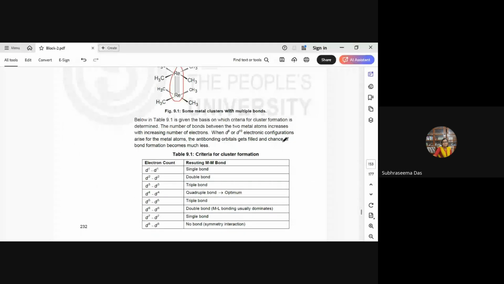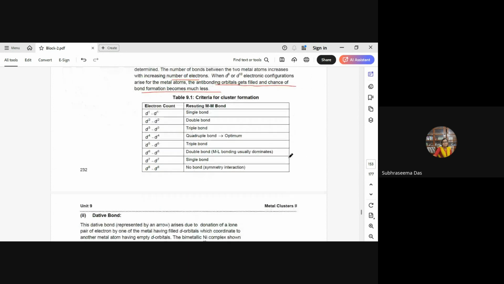In this table, the basis on which the cluster formation is determined has been shown. The number of bonds between the two metal atoms increases with increasing number of electrons. When d8 or d10 electronic configuration arises, the antibonding orbitals get filled and the chance of bond formation becomes less. As a result, in the case of d8 or d10, no bond occurs. Suppose the electron count is d1 for both metals, then a single bond is formed.